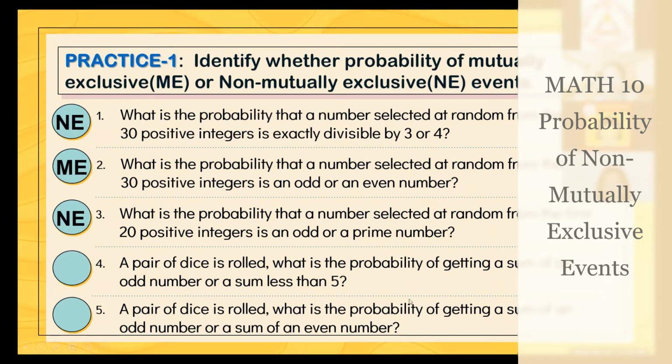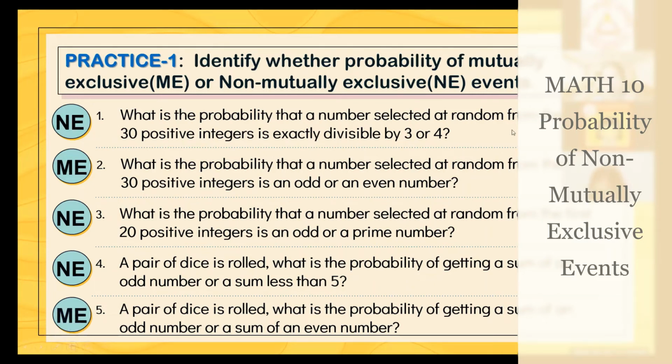Next, a pair of dice is rolled. What is the probability of getting a sum of an odd or a sum less than 5? It's NE again, meron, di ba? Sum less than 5 and odd number. Like 1 plus 2, 1 plus 2 is 3. So 3 is odd number. And then 3 is less than 5. So that's enough. Basta may naisip kayong isa, hindi nyo na kailangan i-list lahat. Pag you are to identify only whether non-mutually or mutually exclusive, hindi naman kayo magsusolve.